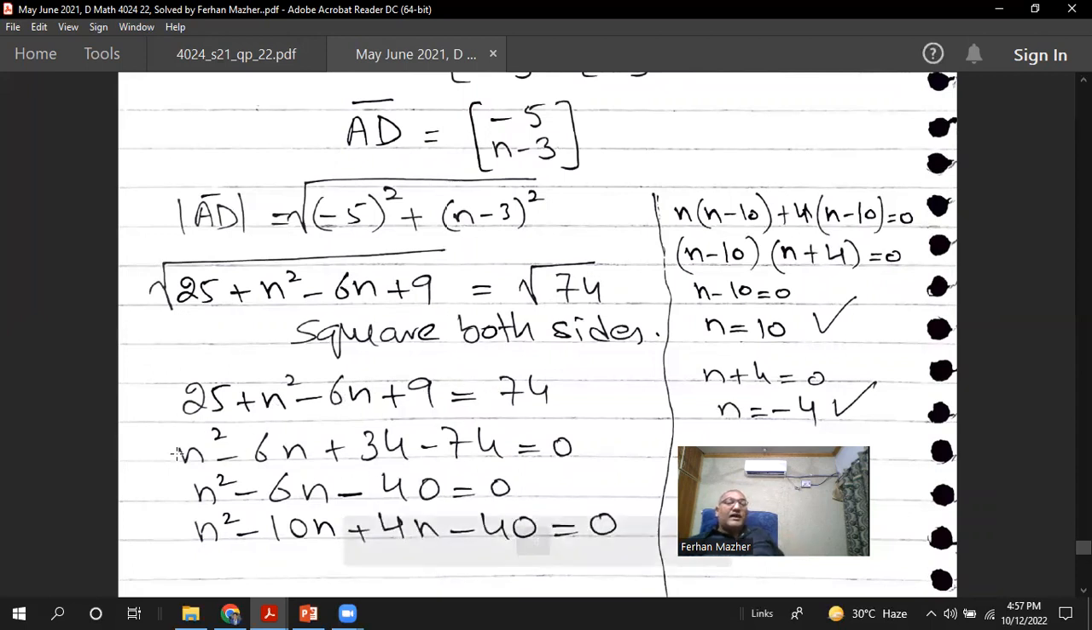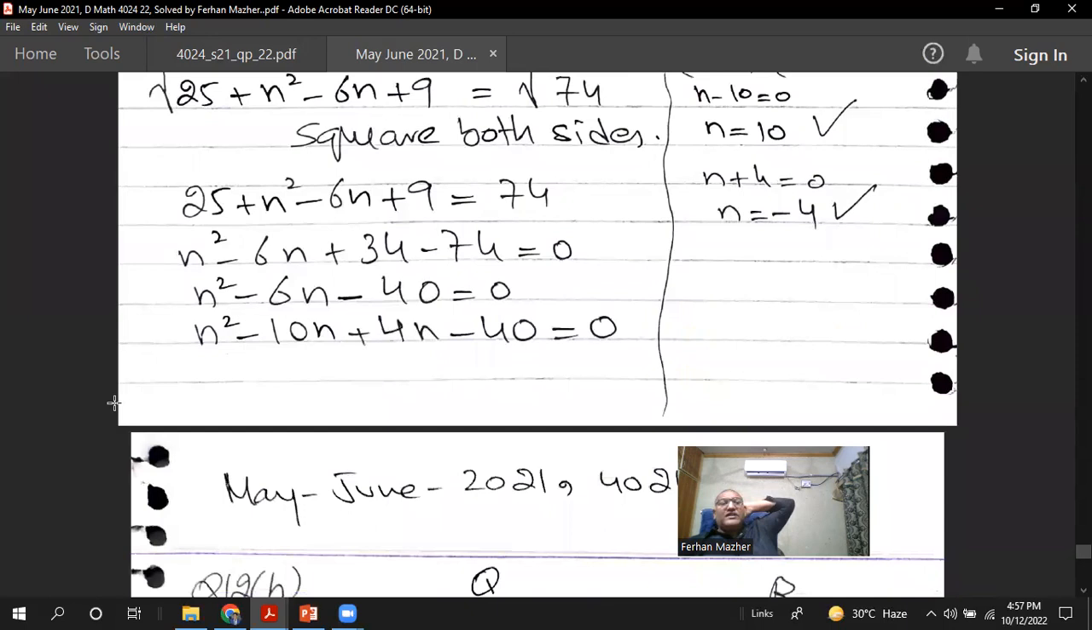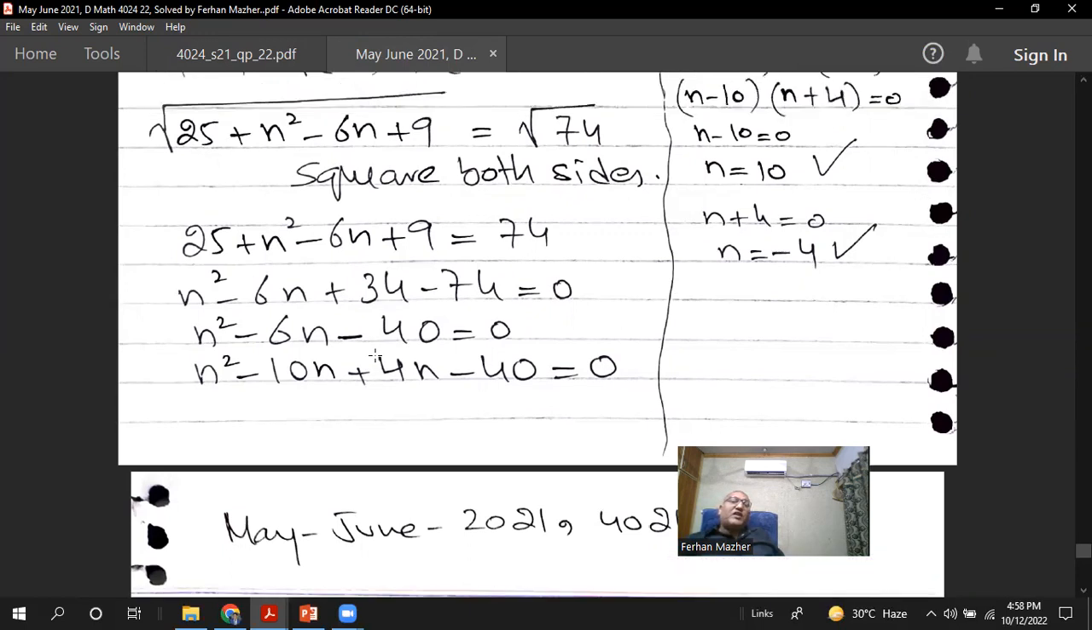So n square minus 6n plus 34 minus 74 equals 0. So it will be n square minus 6n minus 40 equals 0. I will do the middle term breaking. It will be n square minus 10n plus 4n minus 40 equals 0. Minus 10 and 4, if you multiply them, you get minus 40. You add them and you get minus 6.